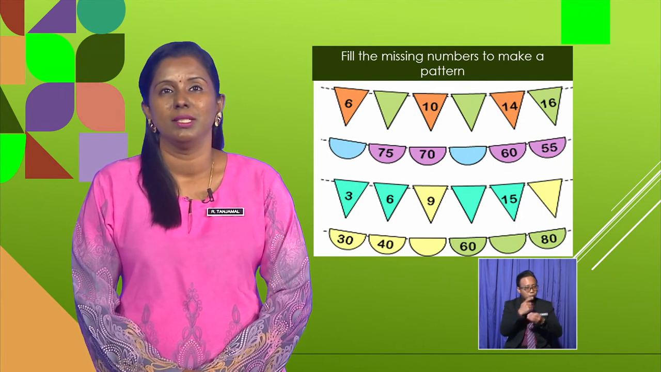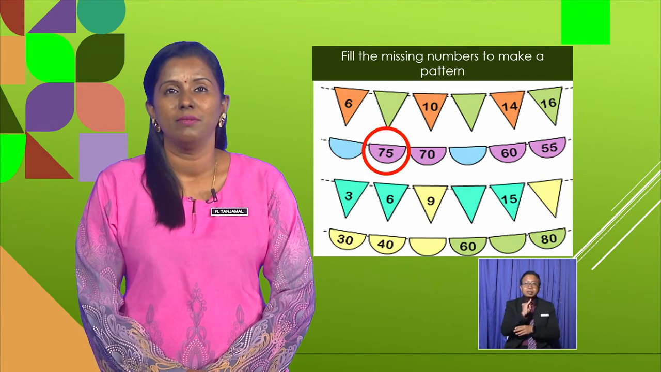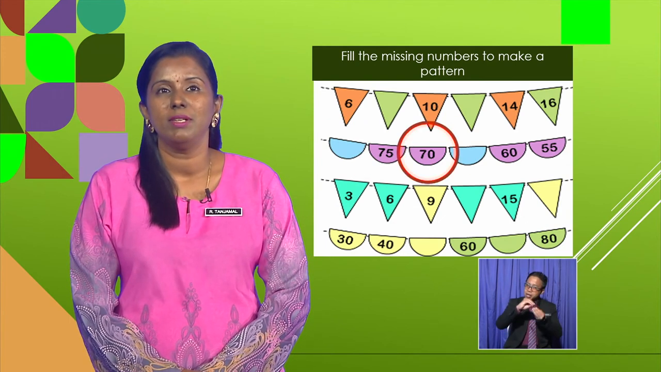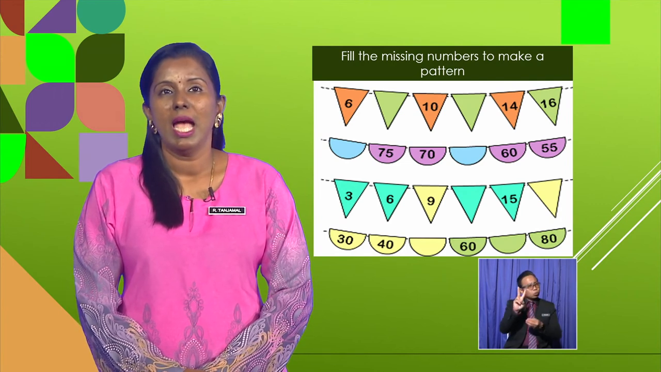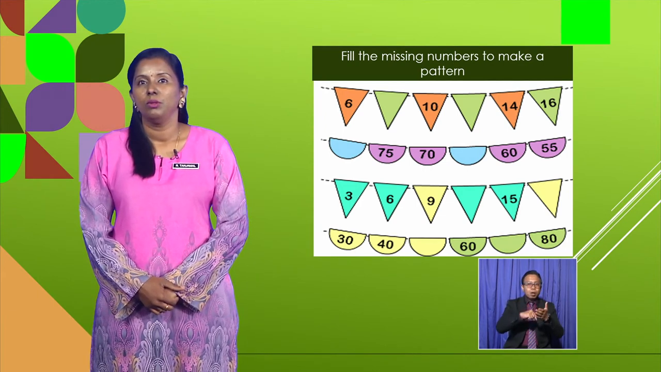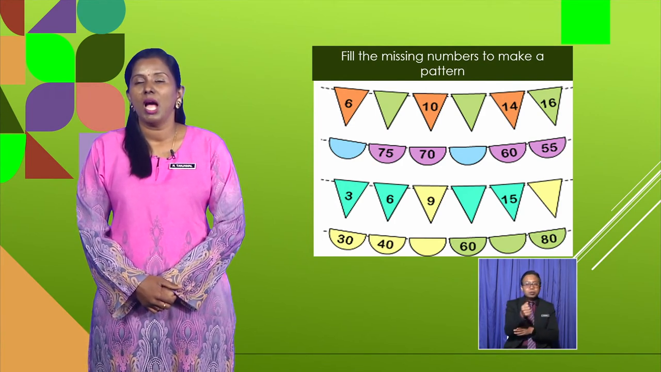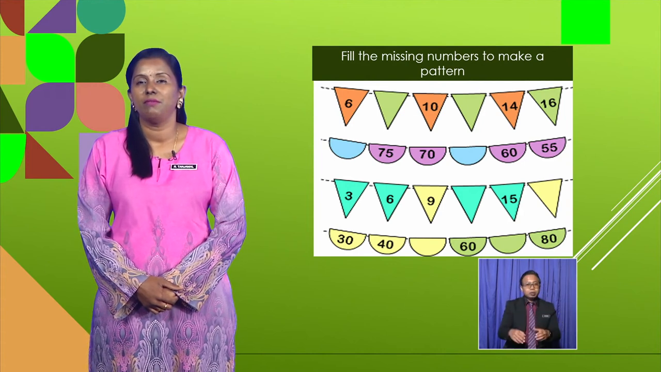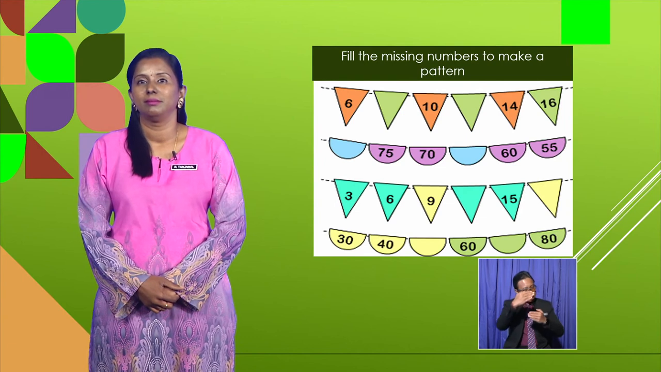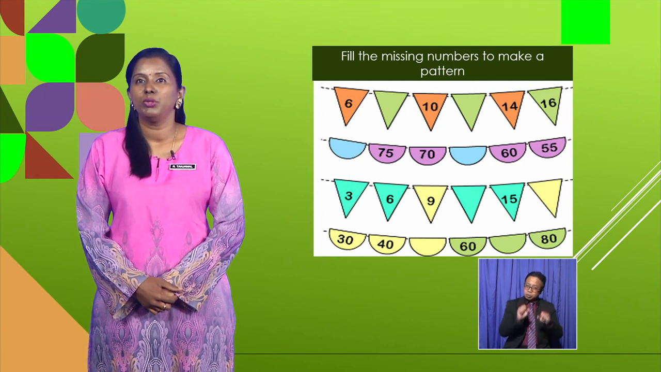How about the second question? You can see the second number is 75 and the third number is 70. Both numbers have differences of 5. So, what is the number pattern of this question? Great! You need to count back in 5s. You also can subtract by 5 to get the next answer. Excellent! Shall we move on to the third question?